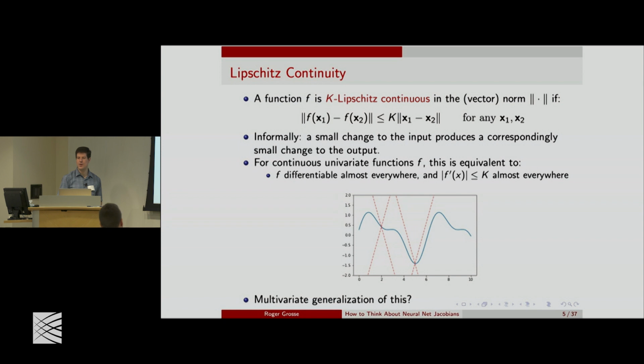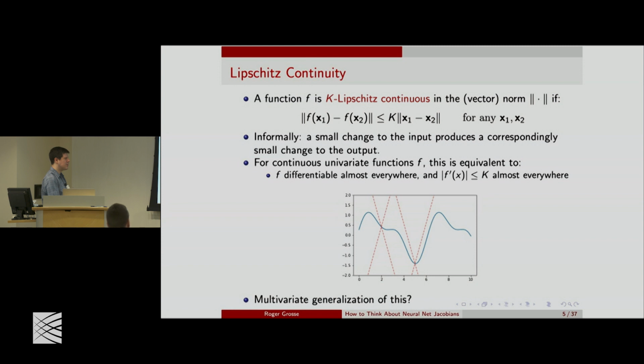And for continuous functions, there's a simpler, or an alternative, way of thinking about Lipschitz constraints. In the univariate case, you can convince yourself that the function satisfies the Lipschitz constraint if and only if the slope of the function is bounded by k almost everywhere. Basically, the definition of a Lipschitz function says that around every point, the value of the function has to be bounded by some multiple of the distance to that point.